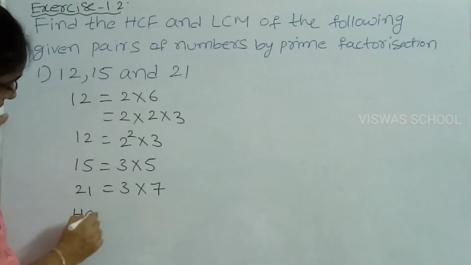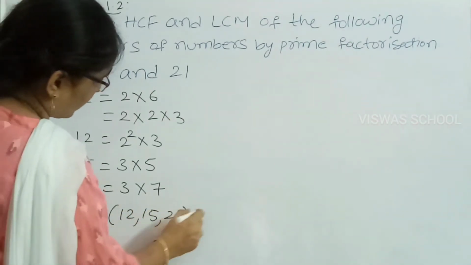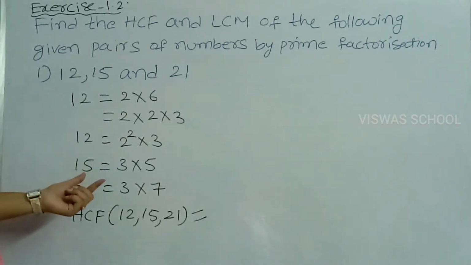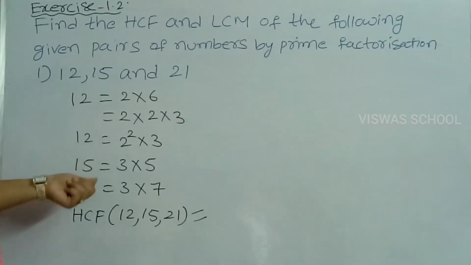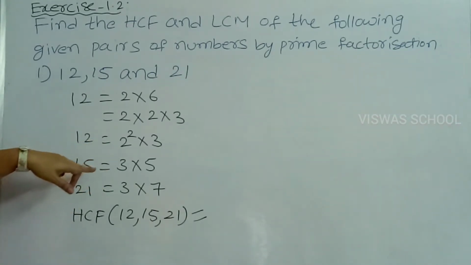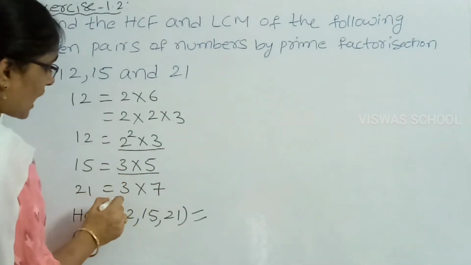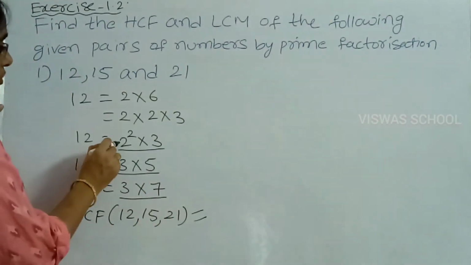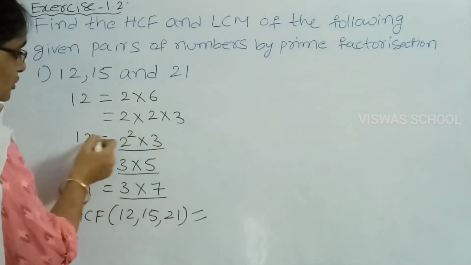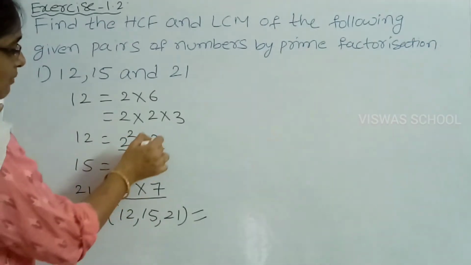That is, HCF of 12, 15, 21 equals what? HCF means what here? Smallest power of each common prime factor. Out of these three, which one is a common prime factor here? 2 is not a common prime factor. Now observe this 3. 3 is in 12, and 3 is in 15, and 3 is in 21. That is, this 3 is the common prime factor.